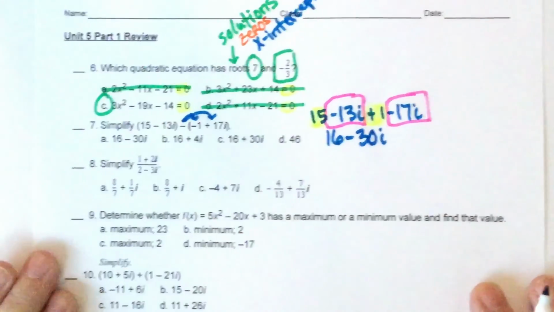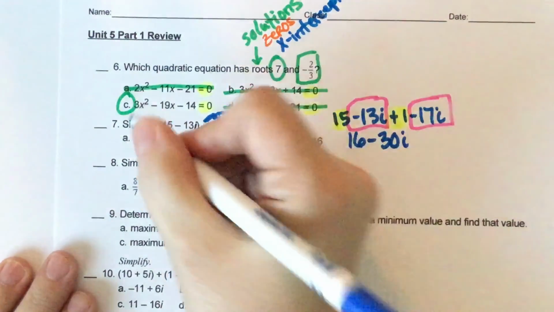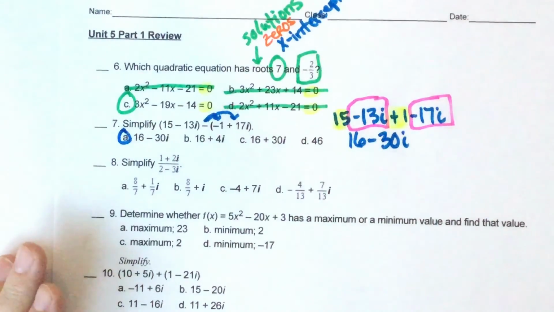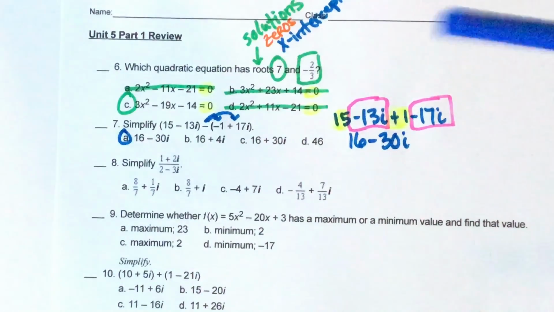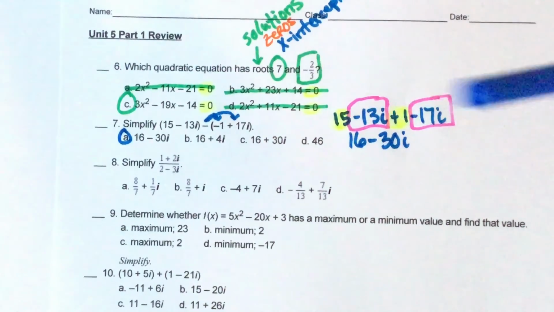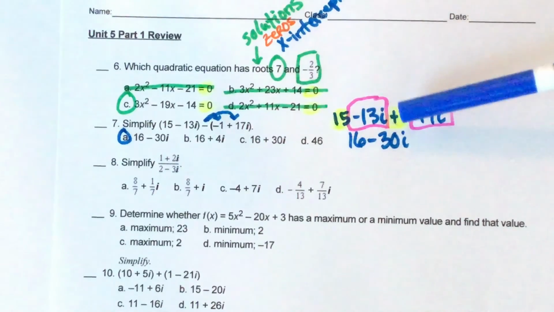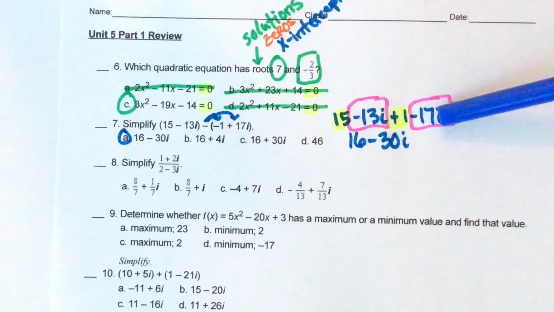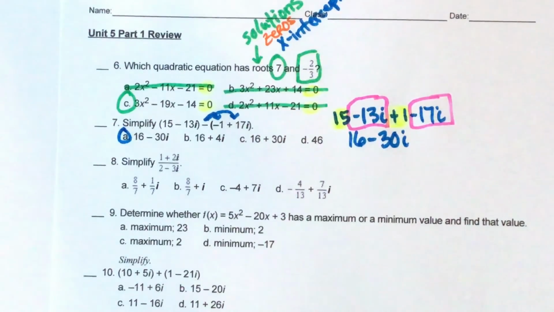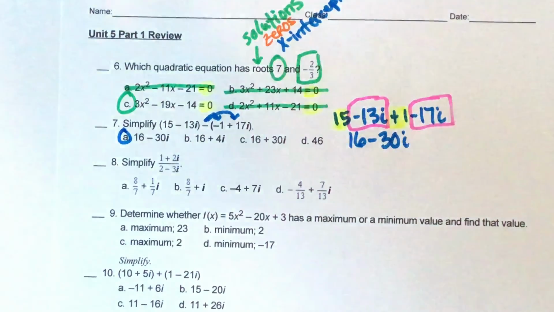And that is answer choice A. So adding and subtracting numbers and i's is really easy. It's just the real number goes with the real number and the imaginary goes with the imaginary. Okay, now number 8 requires a little more work.